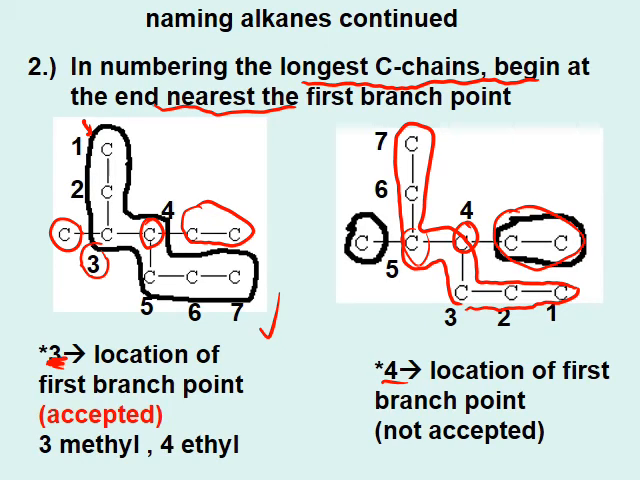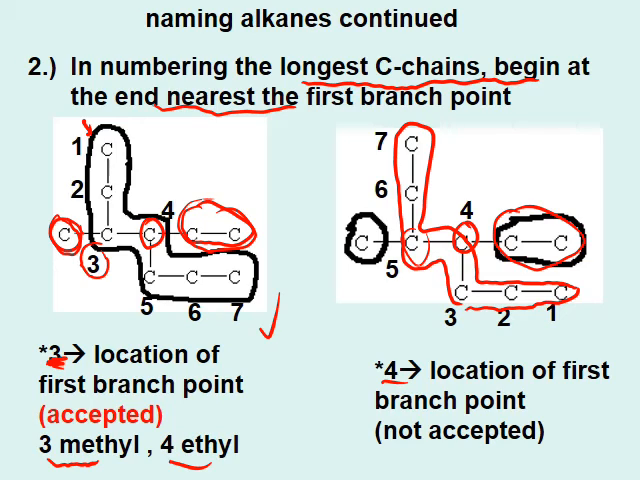Once you are done with numbering, you'll have to name these substituent groups. This is CH3, if you want to fill in with hydrogen, because there is already a bond. So that's a methyl group, and the 3-methyl will be the name of that substituent group. At the fourth position you have this, which is an ethyl group, so 4-ethyl. So now we know that from the longest chain, these are the two branches that come out: methyl at the third location and ethyl at the fourth location.